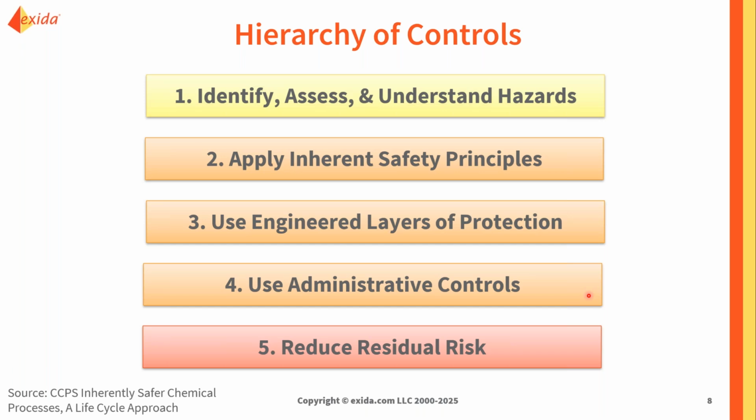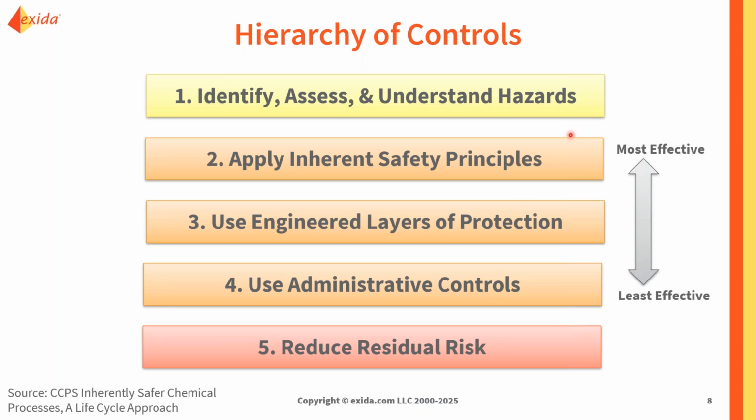When we can't add further IPLs or engineered protection layers, then we could look at falling back to administrative controls. Can we improve operating procedures to reduce the likelihood of an error leading to a potential event? Can we improve visibility, improve awareness through administrative controls? And then once we've done everything we can, we look at where the residual risk falls and see, do we need to take further actions or not?